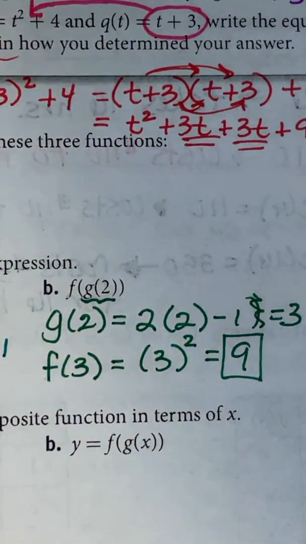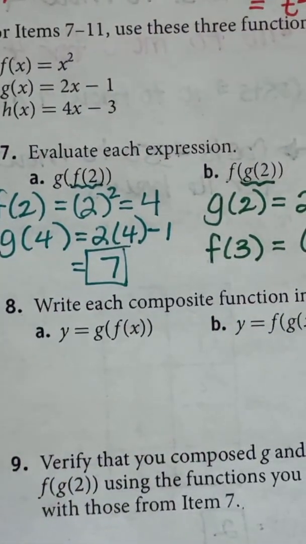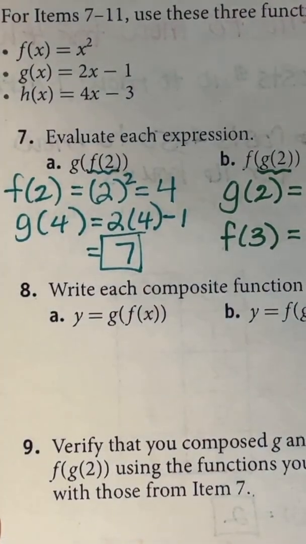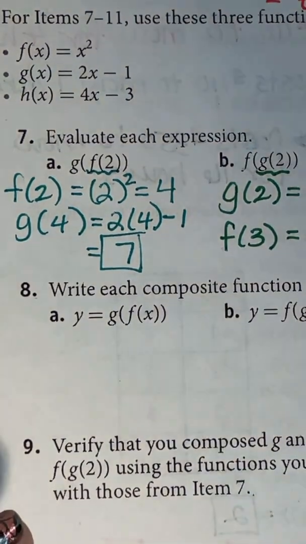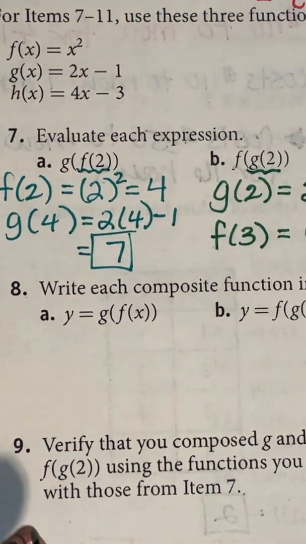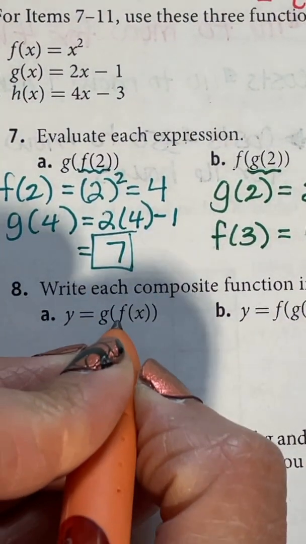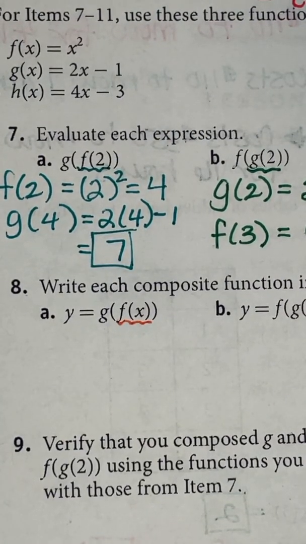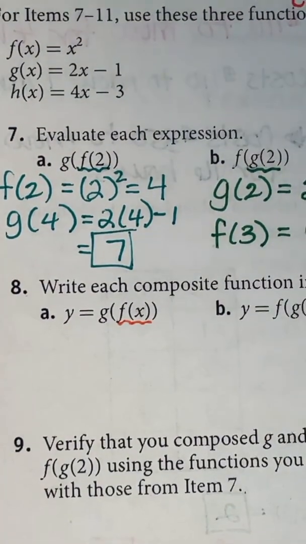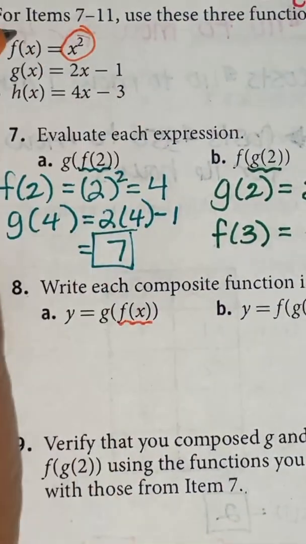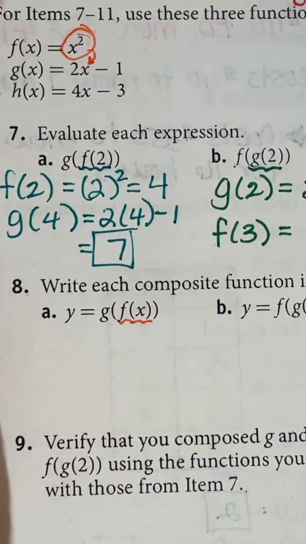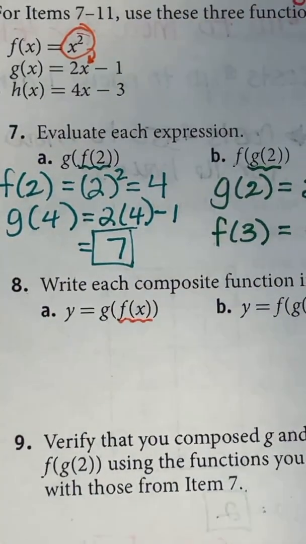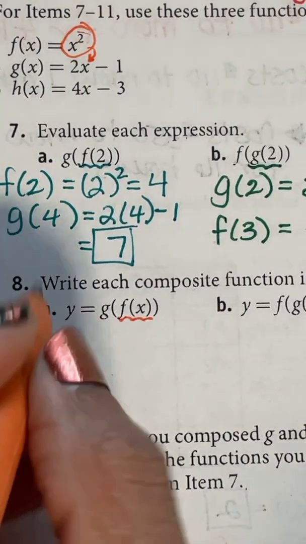All right, number 8, it says to write each composite function in terms of x. So now we're not plugging in numbers, but we are plugging in functions. So we're still going to start on the inside and work our way out. We have to plug f of x into the g of x function. So I'm going to take f of x, it's x squared, and I'm going to substitute it in for the x in the g of x function. All right, let's do it.